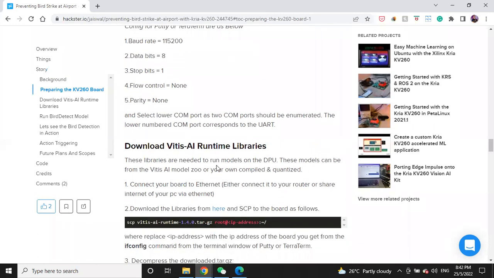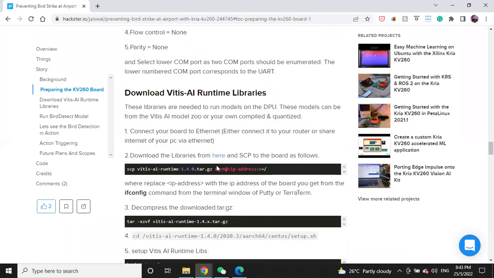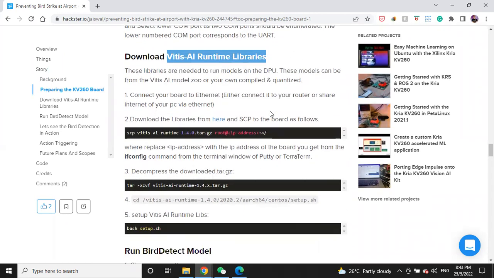Here's the documentation on how you can replicate it. To build or replicate this project, there are basically three steps. First of all, you have to set up the hardware. Second, you have to build the model, which in my case is bird detection. Whenever it detects a bird, it performs some action. The third step is the action.